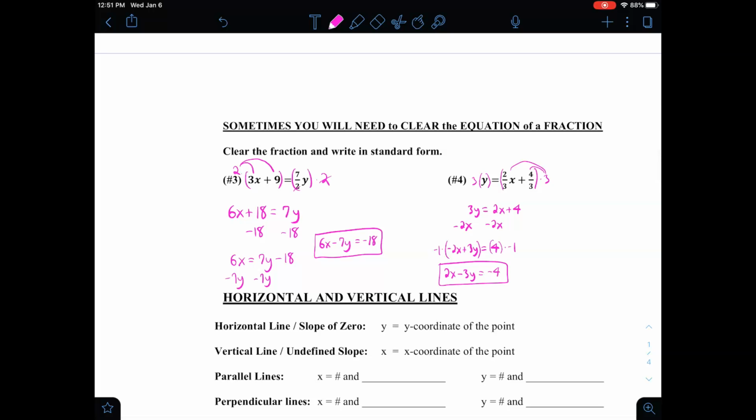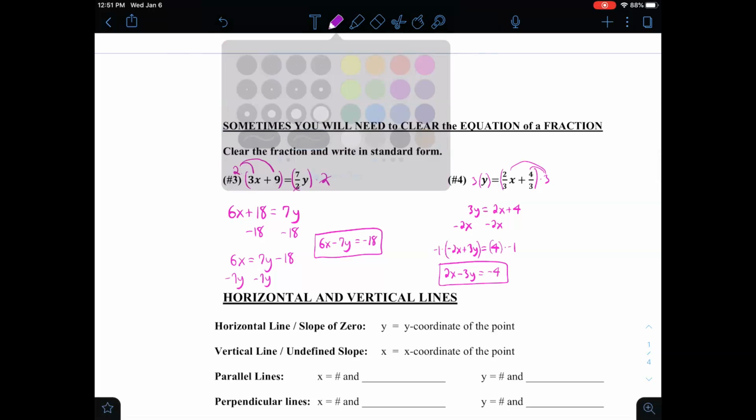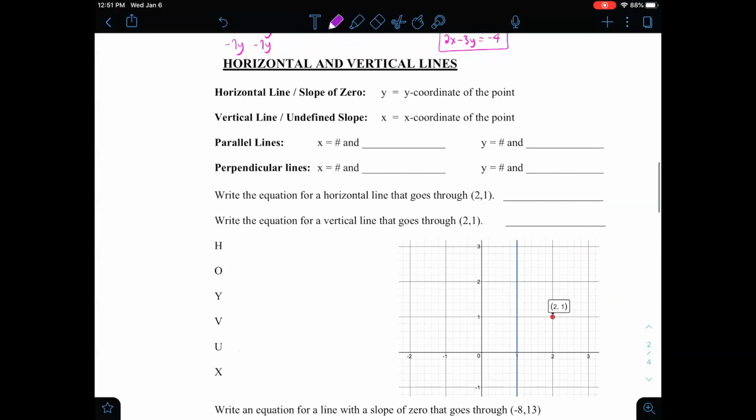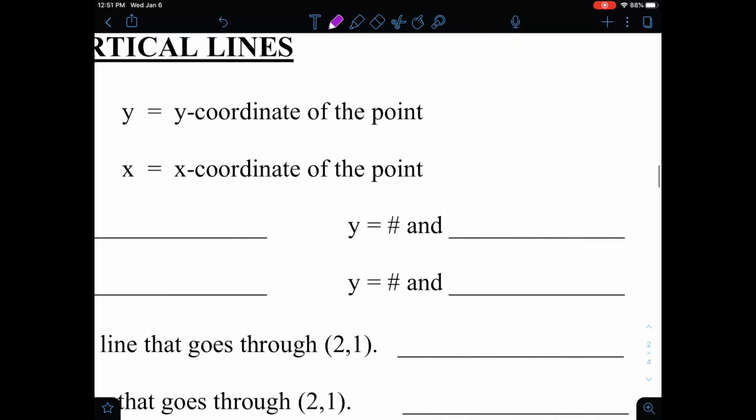All right. Sounds good. Next thing's a little bit tricky, but we've been talking about Hoy-Vux for a while, so hopefully it's not too bad. So it says horizontal line or slope of 0. It's going to be y equals the y coordinate of the point. And if we're looking for a vertical line or undefined slope, it's going to be x equals the x coordinate of the point. So if you want a horizontal line through 7, negative 3, it's going to be y equals negative 3, which is the y coordinate, right?